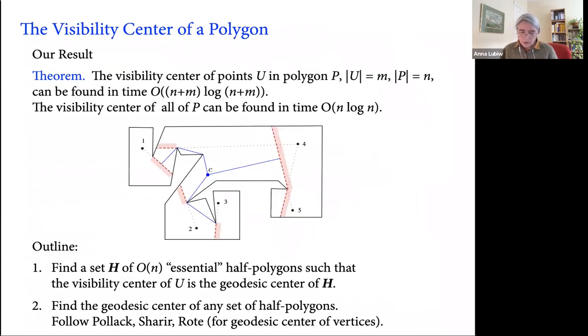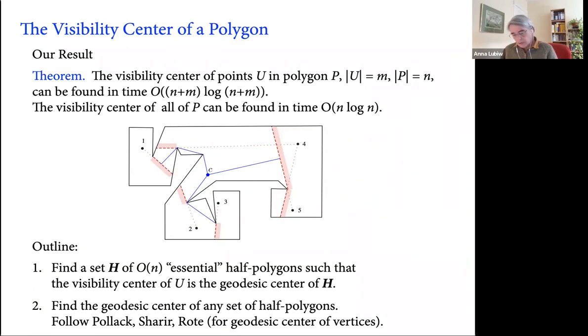Okay, so our result on this then is that the visibility center of some points in a polygon can be found in this input size, log of input size time. And if we wanted the visibility center of the whole polygon, we're getting n log n. Well, that just follows from this, but in fact, it's simpler if we want the visibility center of the whole polygon. So just a repeat of that picture I had.